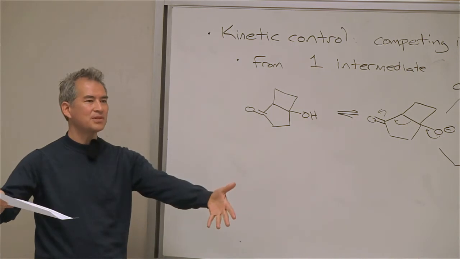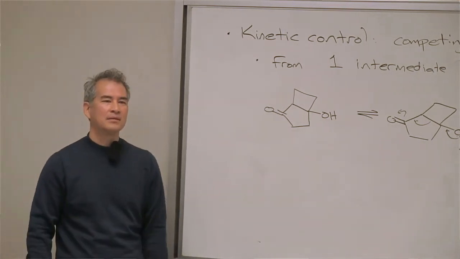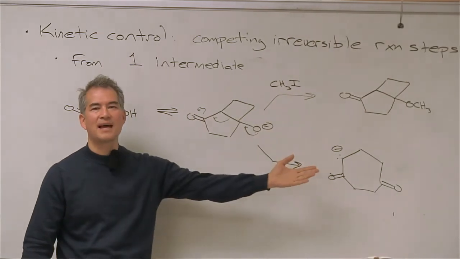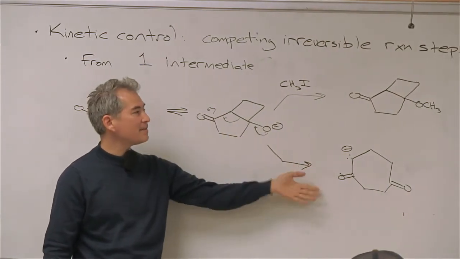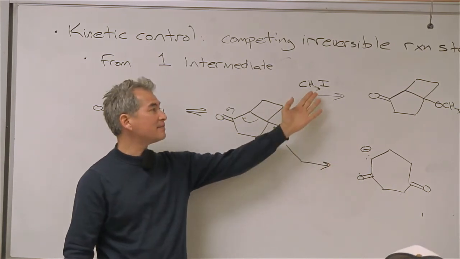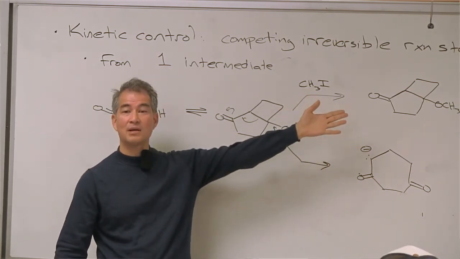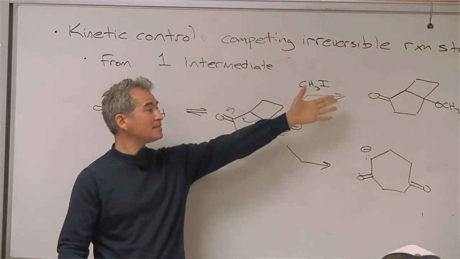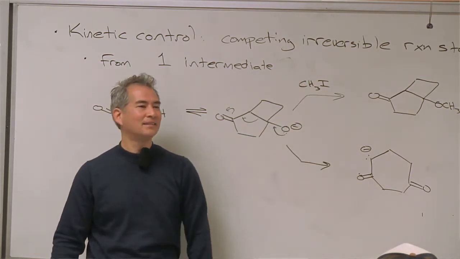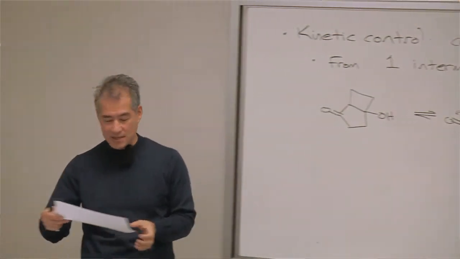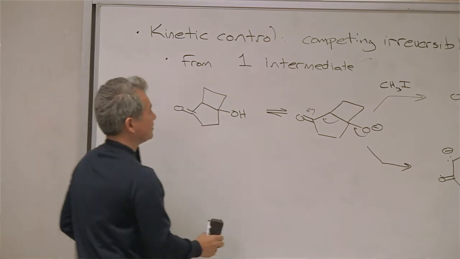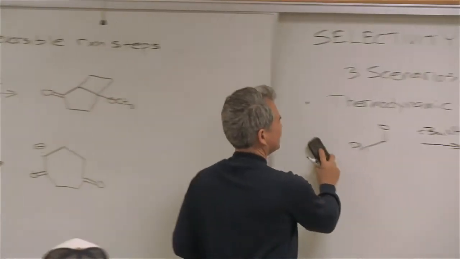And this is a typical scenario that you face in the lab. You generate some reactive intermediate, and you want it to do one thing, but it does something else faster. And if this is 10 times faster, you'll get 10 times more of this. And if this is 10 times faster, you'll get 10 times more of what you want. You can control that. How do you make this 10 times faster? You add 10 times more methyl iodide, right? You can change that ratio. You have the power to change that ratio. So that's one scenario, when you have one reactive intermediate that has a choice.